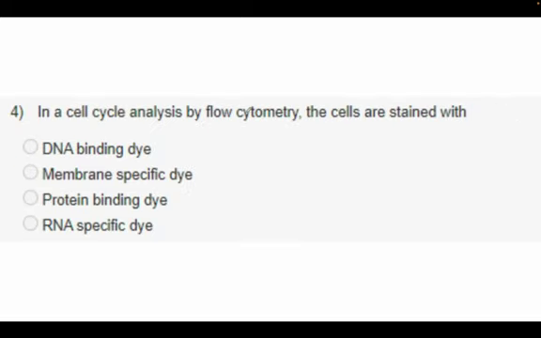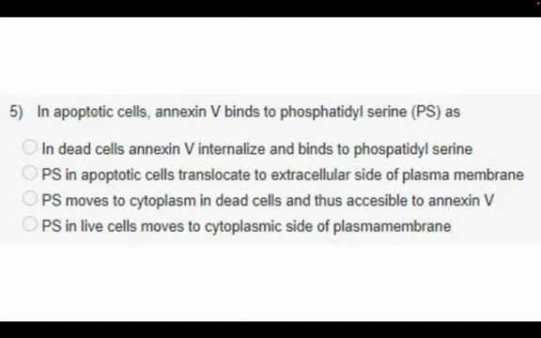In a cell cycle analysis by flow cytometry, cells are stained with a DNA binding dye. Okay, so this is usually done by staining the cells with propidium iodide. And we can then follow the cell cycle of different cells and look at what population of cells are present in different stages of the cell cycle. Because the main difference in the cell cycle is the amount of DNA which is present within the cell. In apoptotic cells, annexin V binds to phosphatidylserine, as PS in apoptotic cells translocates to the extracellular leaflet of the plasma membrane. Right? That's what we discussed.